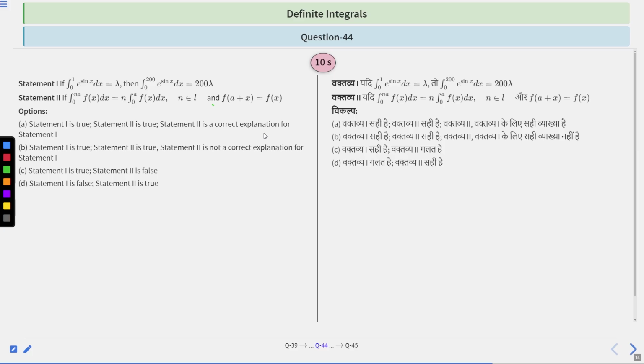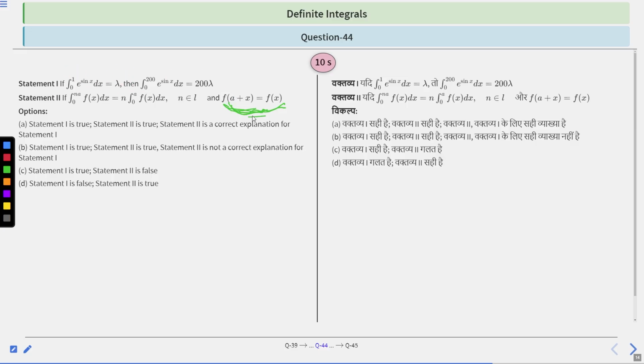So see, at first view, it looks correct, but you will have to check whether this condition is following or not. If this condition is following, then only this statement 1 is true. And if this condition is not following, then directly writing this will not be valid, right? We have to match this statement also.